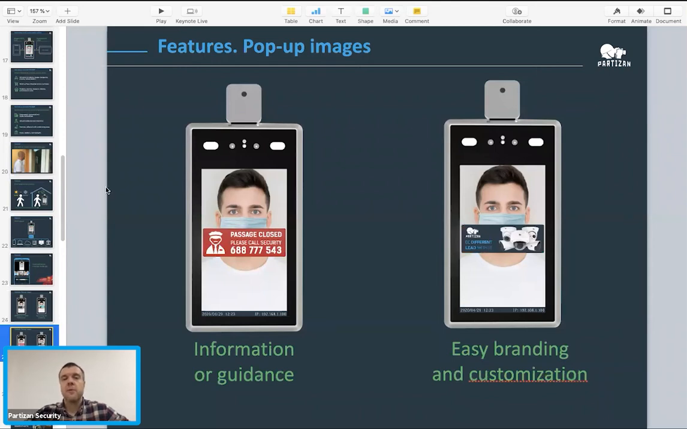Another feature which is helpful with these pop-up images is information or guidance. For example, if you have this office closed or this road closed or something like that, you can also notify the people with that. And basically, it's easy for branding or customization.